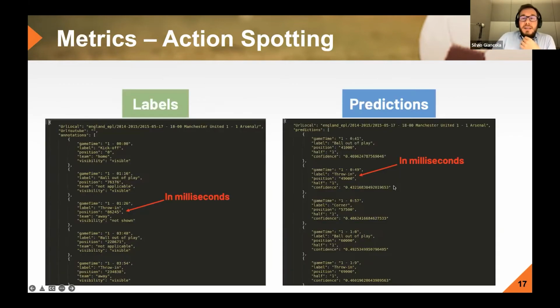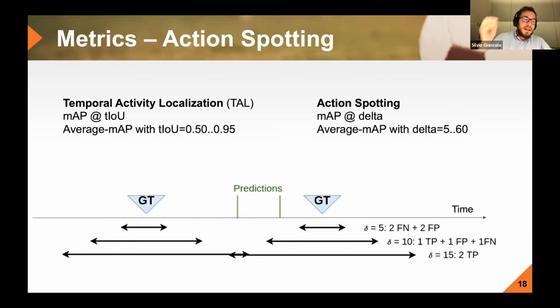Now, taking those labels and those predictions, how do we get the metric, and how do we get the famous mean average precision? In short, mean AP. Okay, how do we get it? Actually, we didn't invent that on our own. We got inspiration from what is done in video understanding.